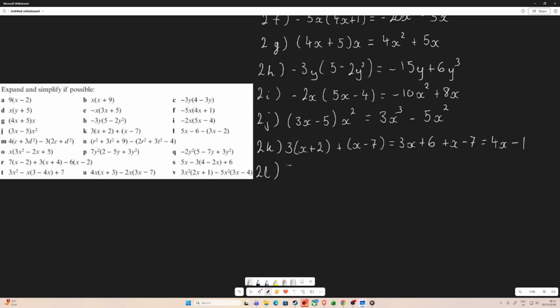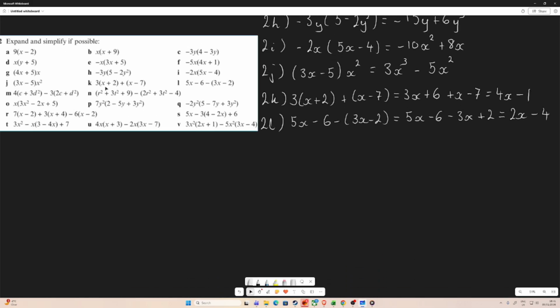Okay, 2l. We have 5x minus 6 minus, in the brackets, 3x minus 2. So that's 5x minus 6, just copy that, minus 3x, minus and minus is plus, so that's plus 2. So that equals 5x minus 3x is 2x, minus 6 plus 2 is minus 4.